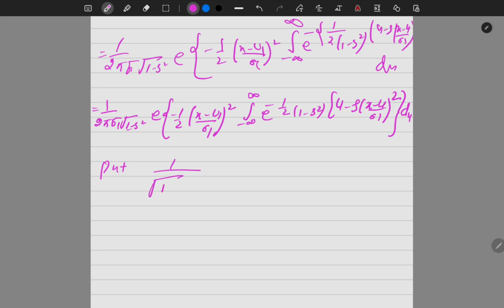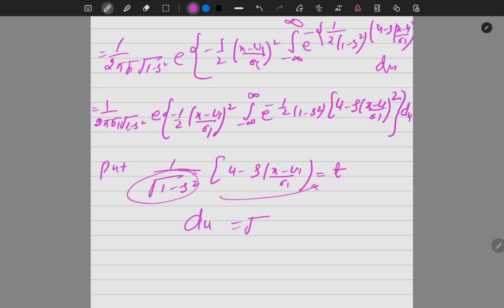So put 1 upon under root 1 minus rho square, (u minus rho (x minus mu 1) upon sigma 1), is equal to t. From here du will be, this term goes here, then differentiation of this is du, because this is free of u, so this will be equal to 0. So du is equal to under root of 1 minus rho square dt.